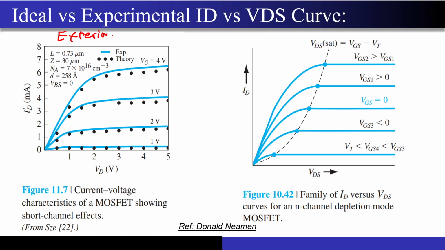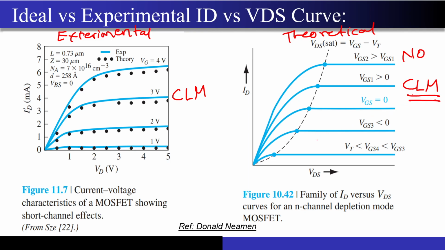This is your experimental ID versus VDS curve, and this is your theoretical. On the theoretical one there is no channel length modulation, and on the other the channel length modulation has been accounted for. And how to identify? The moment you are given this ID versus VDS characteristics, you should be able to identify whether that MOSFET has the channel length modulation effect taken into account or not.